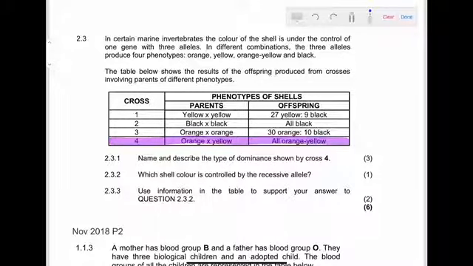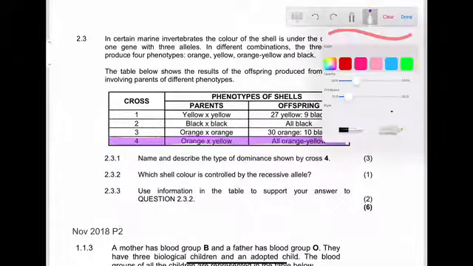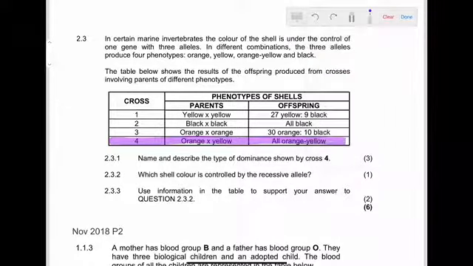The first question says, name and describe the type of dominance shown by cross 4. You can see in cross 4 that it is orange crossed with yellow, which gives us all orange-yellow, which, as we've said before, because it's a hyphenated word, means that is incomplete dominance. Now it says describe. Notice it's for 3 marks. So simply naming it gives you 1 mark, but now you need to describe this dominance.